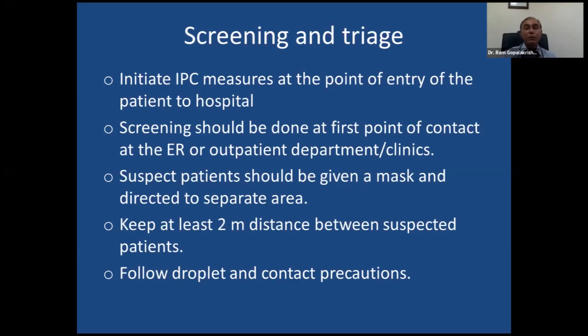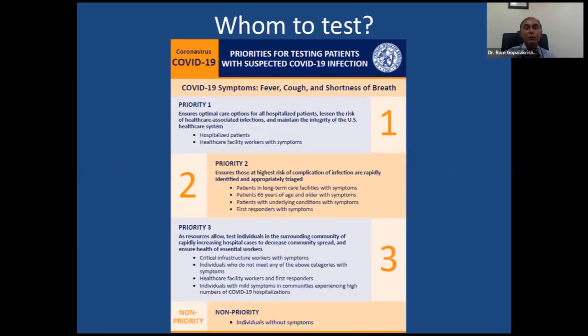So who to test? Now this is a busy slide. These are guidelines. I'll come to the Indian guidelines in a minute. But what they say is you triage patients on severity of symptoms. So first of all, the most severe symptoms go to those who are healthcare facility workers with symptoms, then those who are vulnerable, then those who are mildly ill, and finally those without symptoms.